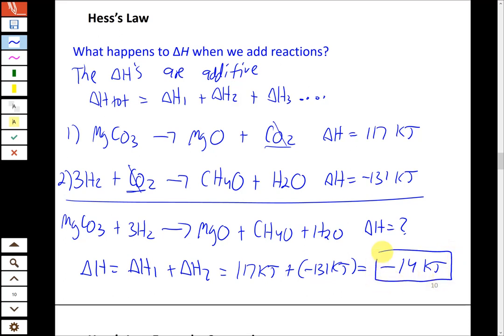All right, so once we are able to add the two equations together, then we just add the delta H's. So before that, often we're going to have to adjust coefficients, flip one or more of the equations to get them to line up correctly. But once you're ready to add them together, you just add the delta H's, and that's all there is to it. Okay, so any questions on that?